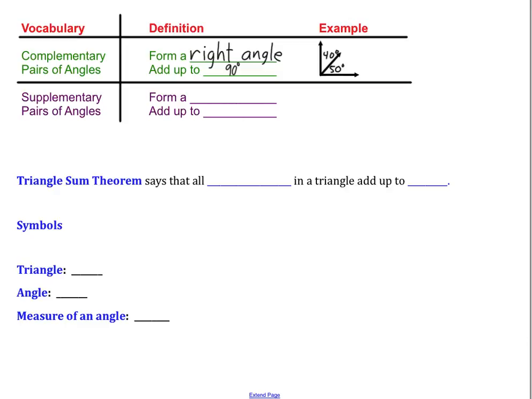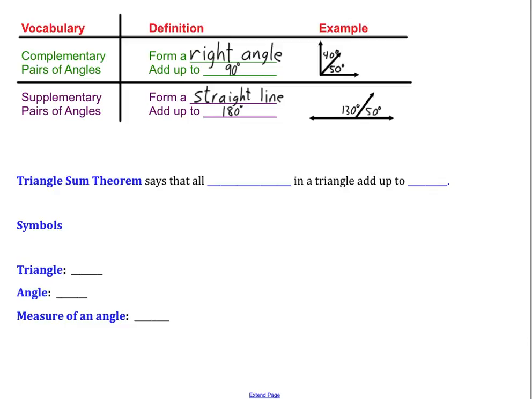40 and 50 degrees, for example, are a complementary pair. We could say that the complement of a 40-degree angle is a 50-degree angle. A supplementary pair of angles might look like this. When they're put together, they form a straight line, so they add up to 180 degrees. A 130-degree angle plus a 50-degree angle would make a straight line. They're a supplementary pair of angles.